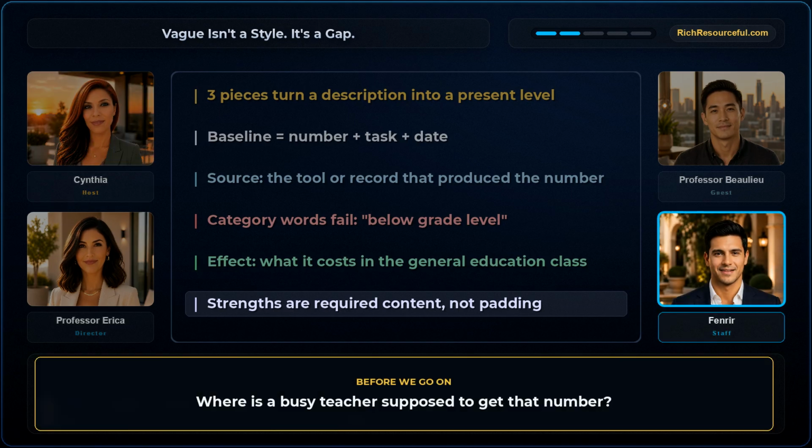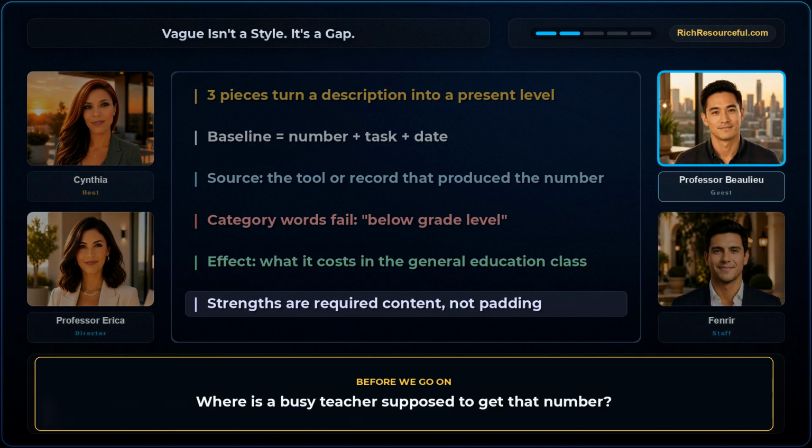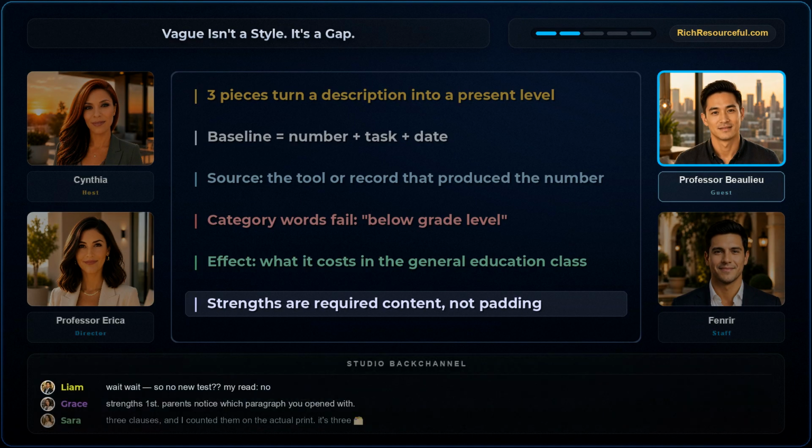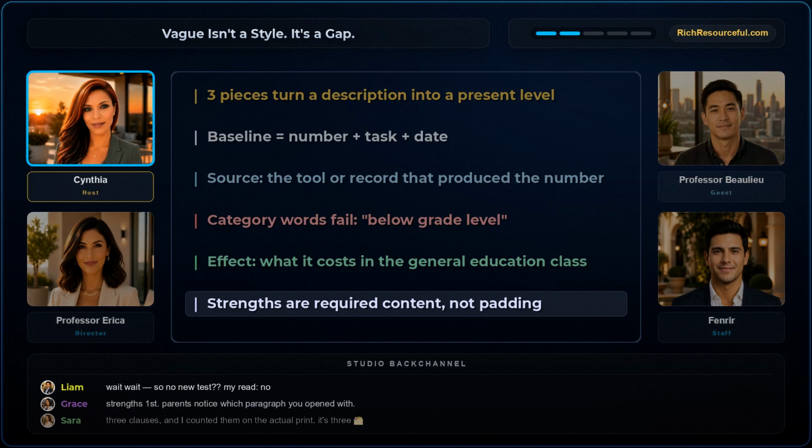The question I keep circling is smaller. Where is a busy teacher supposed to get that number? From work you already do, mostly. The regulation orders no new test, only that whatever you used can be named and repeated. A present level isn't a portrait. It's a measurement with a consequence. A measurement with teeth.